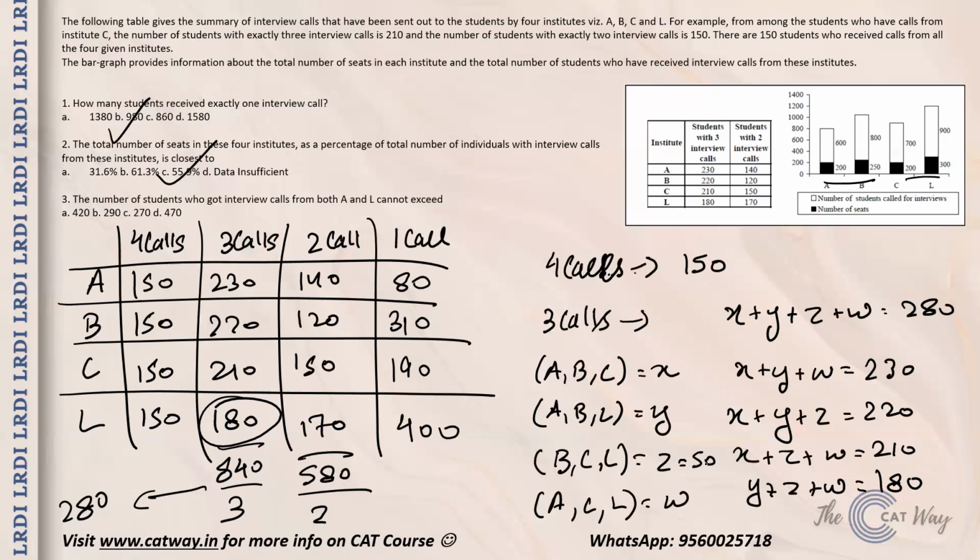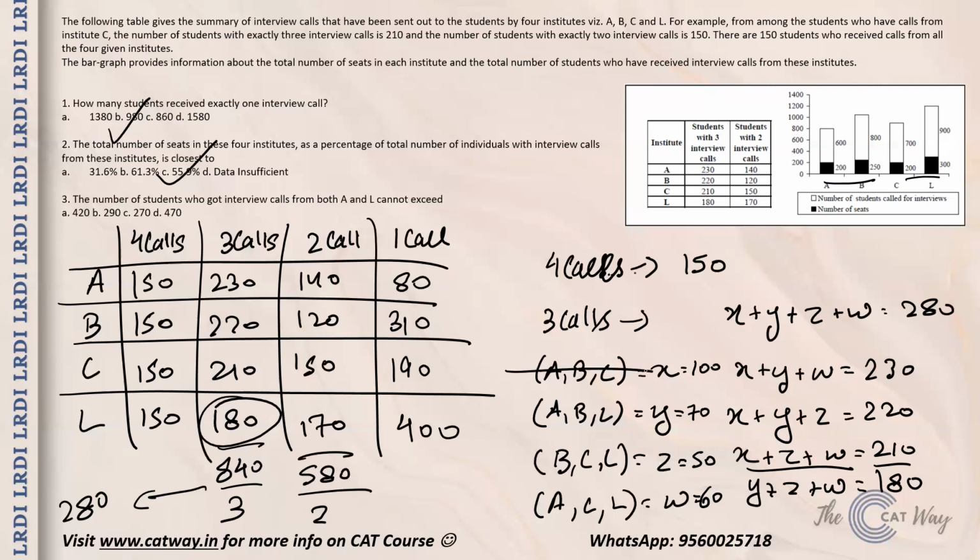Then you see the people X plus Y plus Z is 220, whereas if W is included, it's 280. So that means the value of W is 60. Similarly, the value of Y will turn out to be 70, and the value of X will turn out to be equal to 100.